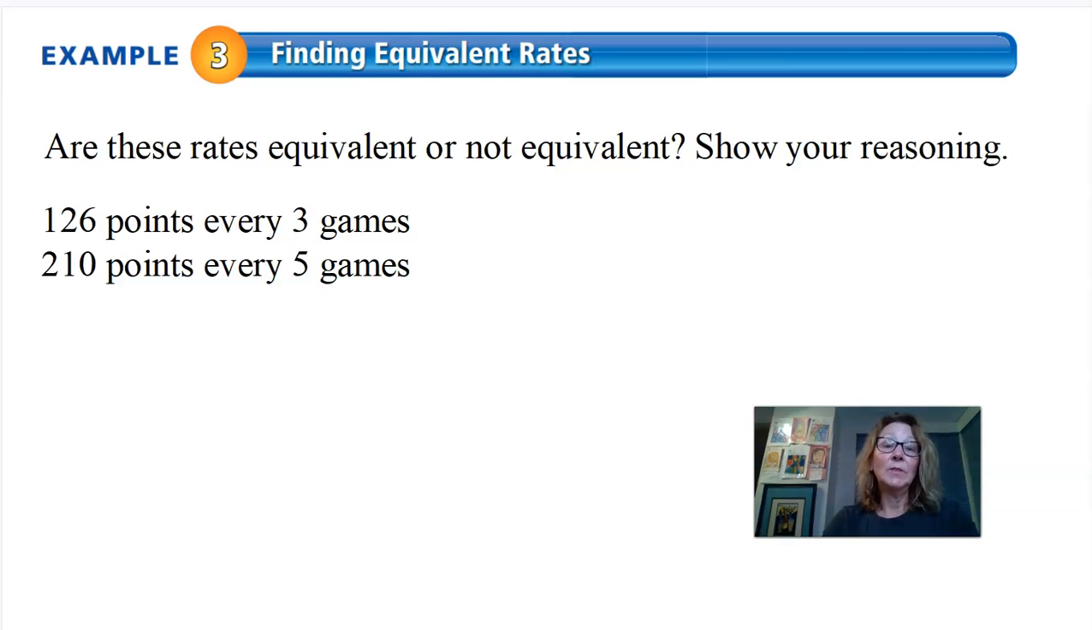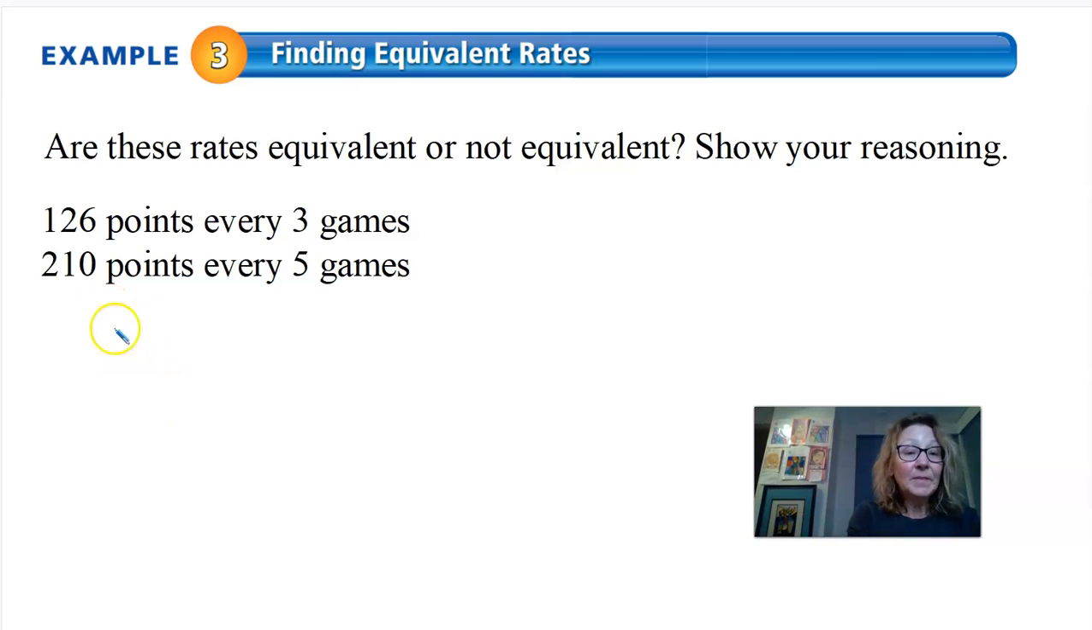So let's go ahead and look at another example where we're finding equivalent rates. So it says, are these rates equivalent or not? Show your reasoning. So again, to find if it's equivalent rates, I could look at 126 points for every 3 games and 210 points for every 5 games. I could multiply both of these times 5, right, to figure out how many points you would get in 15 games. I'm going to go ahead again and do the unit rate.